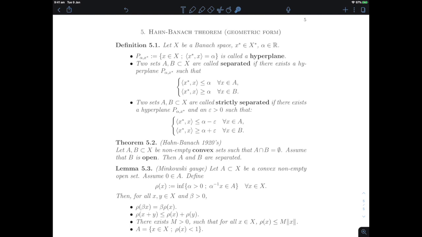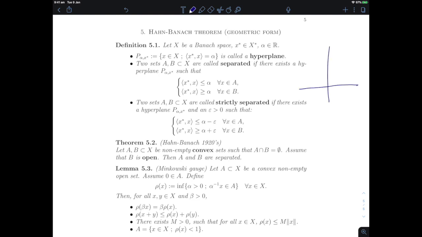So, we'll always be working in a Banach space, and we're going to consider what we call a hyperplane, and that's a subset of my Banach space that is defined based on an element of the dual and a real number. And what you call the hyperplane P(alpha, x star) is the set of all x in X such that this linear equation holds. The duality product between x star and x is exactly equal to alpha. Now, realize that this is really a natural generalization of what you would have in finite dimension.